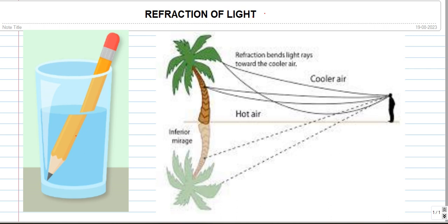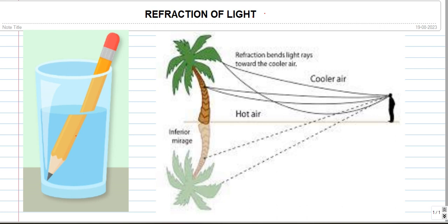A similar thing happens with light also. Light travels with different speeds in different media. So, this change of speed of light from one medium to another causes refraction of light.